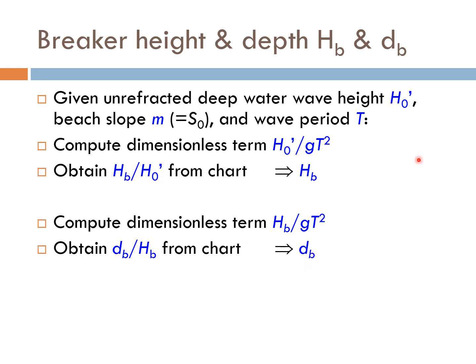Basically what it means is that if we know the wave period and the deep water unreflected wave height, we will be able to predict the breaker height and also the breaker depth if we know the beach slope. These are shown in the next slides.